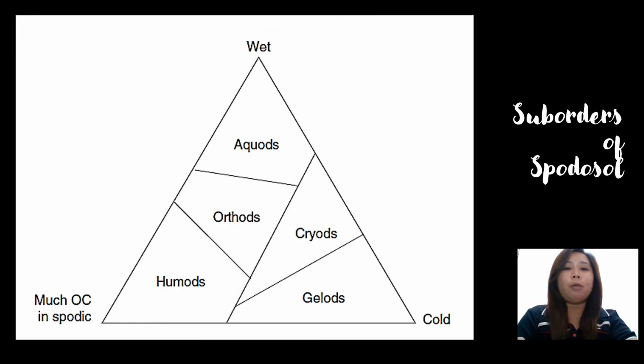Next we have the suborders of spodosols. For the aquods, these are spodosols having aquic conditions within 50 centimeters of the mineral soil surface in most years and have a histic epipedon or redoximorphic features in the upper 50 centimeters. We also have the gelods. These are soils that are better drained and have a gelic soil temperature regime and are common in areas with high latitudes and altitudes.